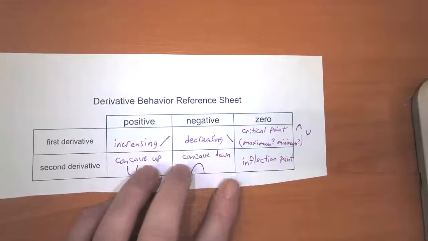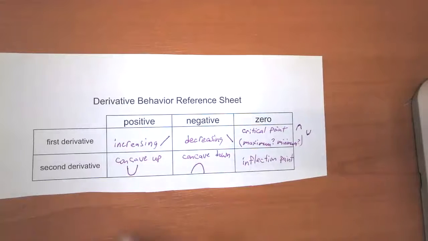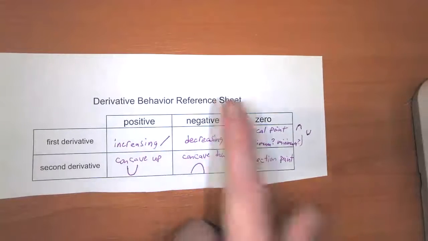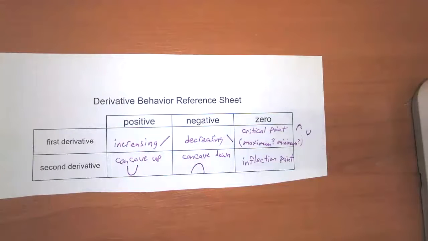Okay, so I just want to do a quick video so that you could have a sheet like this talking about increasing, decreasing, concave up, concave down, critical points and inflection points, but being able to tie it to what it says about the first and second derivative.